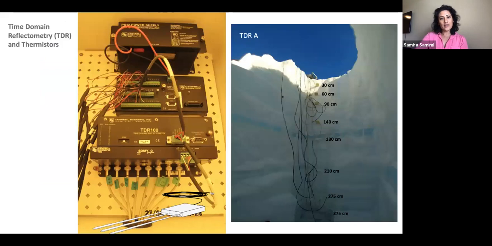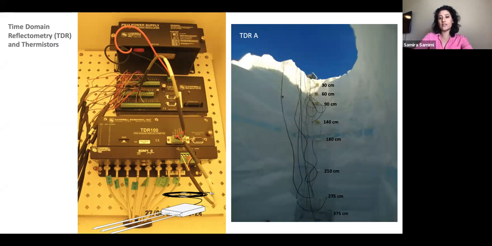For these measurements, I use time domain reflectometry to measure the volumetric water content in snow and firn. TDR, or time domain reflectometry, is a sensor that generates EM waves and sends them to the end of the 3-rod probe that you can see in that photo. It measures the time that it takes to go to the end of the probe and back, and that's how it measures the dielectric, and we convert this dielectric to volumetric water content.